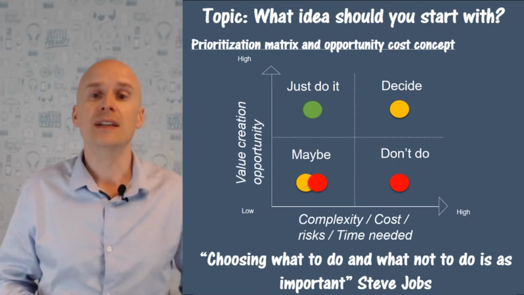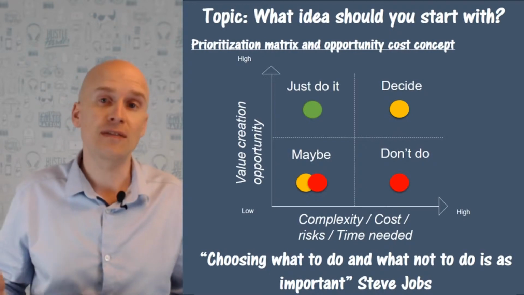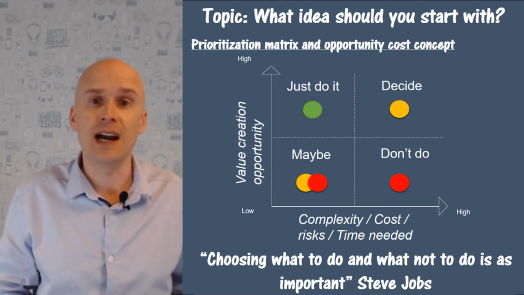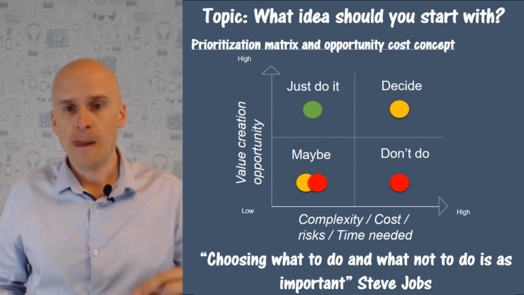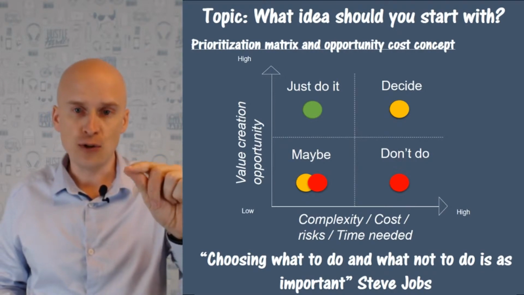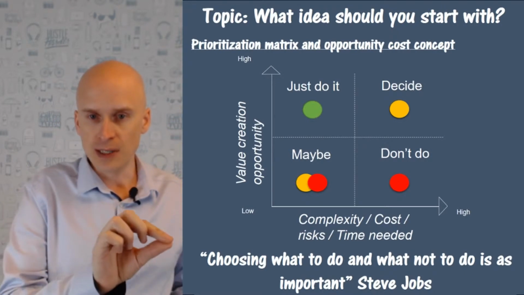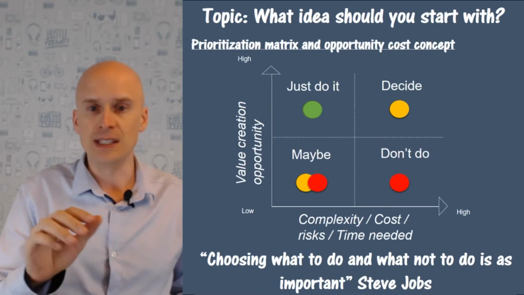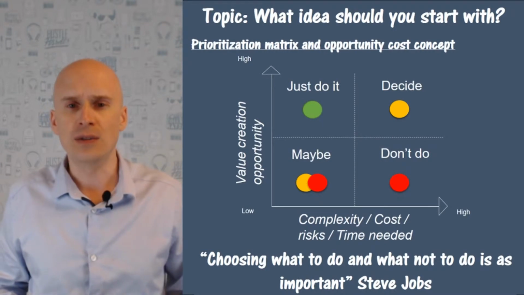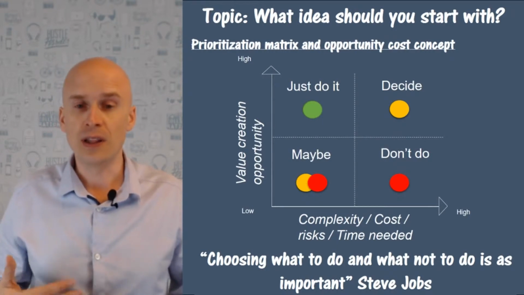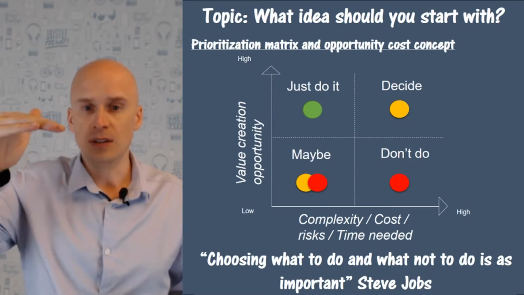So Steve Jobs said, choosing what to do and what not to do is as important, right? Imagine if Steve Jobs decided to work on something else than the iPad or the iPod. So this tool, how it works is pretty simple, hopefully, but what you can see is you have the value creation opportunity on the left here, and at the bottom here you will see complexity, cost, risk needed, and time needed. So the idea is to say, okay, is my idea gonna add a lot of value to customers, right? Will they find a lot of value in my idea? So this will place the idea on the bar on the left here.